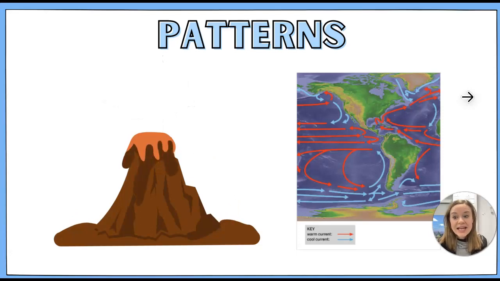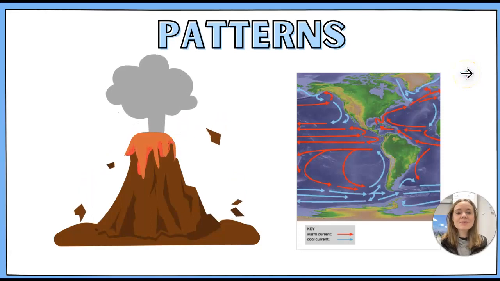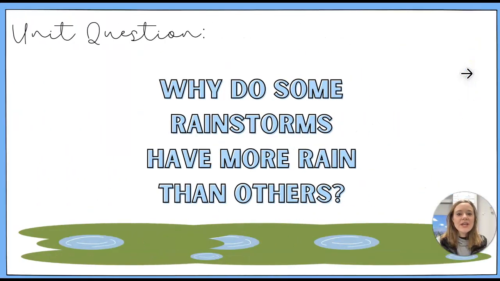We're trying to figure out what's happening. How can we look into the future and see what's happening with weather? What are the weather patterns? We are trying to figure out why some rainstorms have more rain than others, and you are going to investigate a mystery here in the next couple lessons. But really right now we're focusing on that rain aspect.